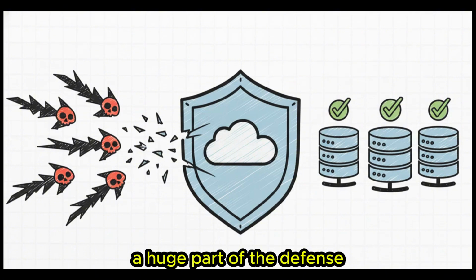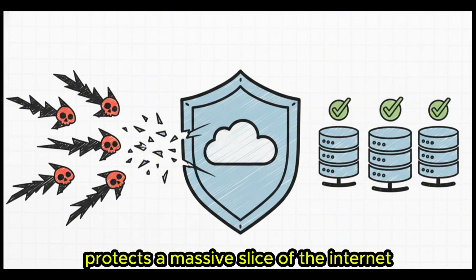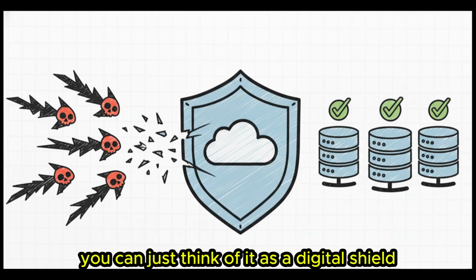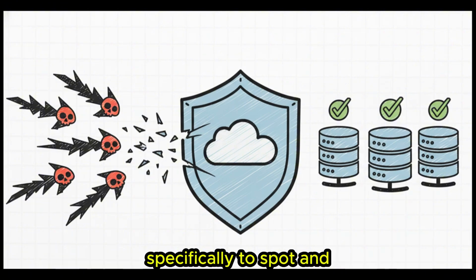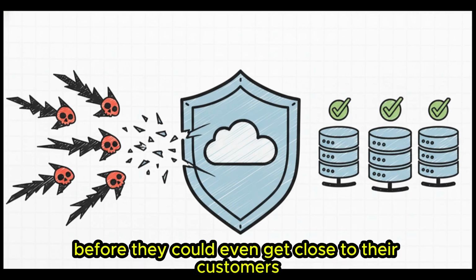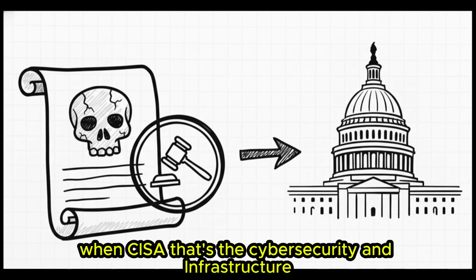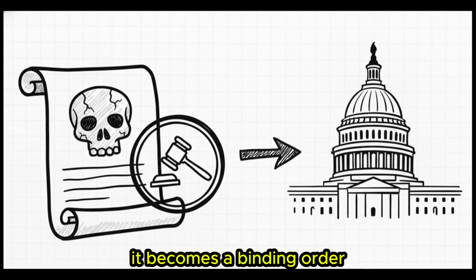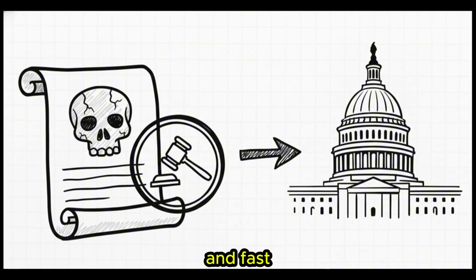It was that serious. A huge part of the defense came from companies being proactive. Cloudflare, for example, protects a massive slice of the internet. They quickly updated their web application firewall. You can just think of it as a digital shield for websites. They added new rules to that shield specifically to spot and block any React2Shell attacks before they could even get close to their customers. The US government's move was also a really big deal. When CISA, that's the Cybersecurity and Infrastructure Security Agency, adds a flaw to this official catalog, it's not just a friendly suggestion. It becomes a binding order. It means federal agencies are now required by law to fix this vulnerability, and fast.